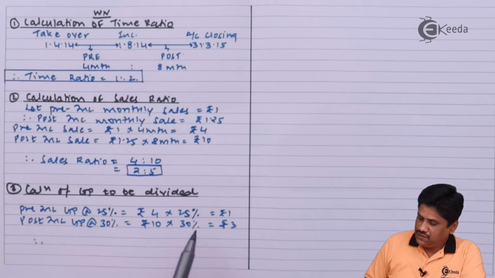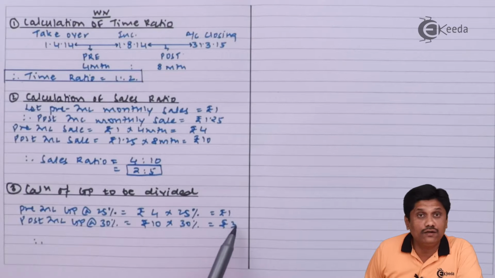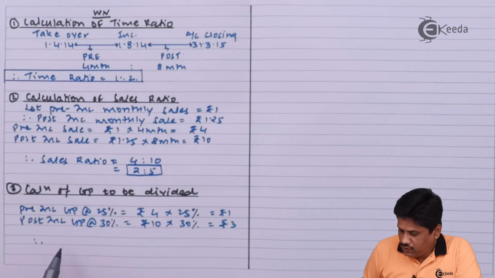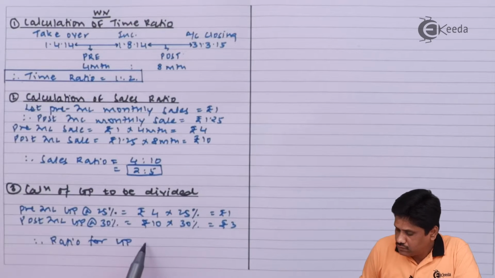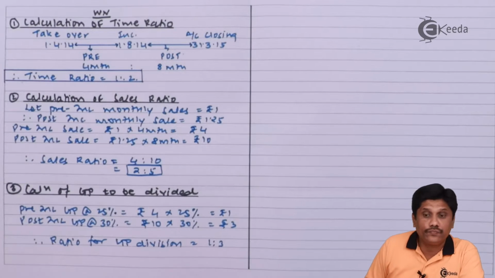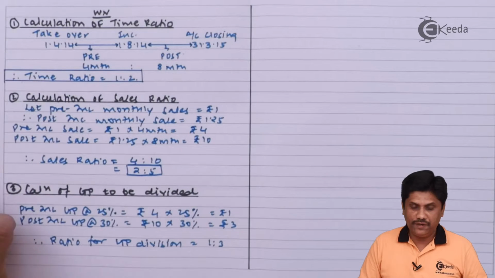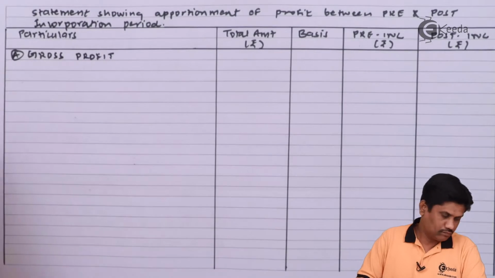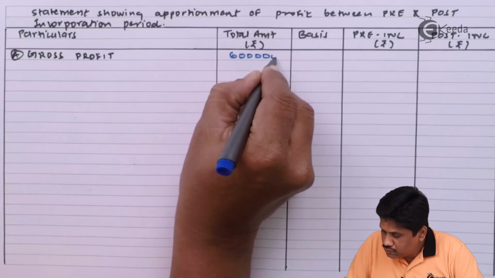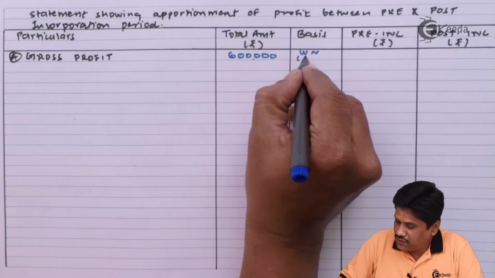So we can notice, considering this sale, rupees 4 and rupees 10 sale, what will be our GP? Rupees 1 and rupees 3. Therefore, ratio for GP division is equal to 1:3 special. Okay, so GP will be divided in this ratio. So let us come to the main presentation now. As per working note, it will be allocated in the ratio 1:3.